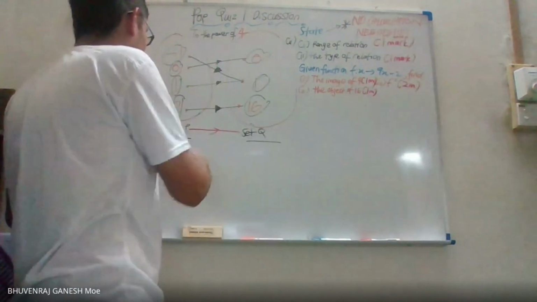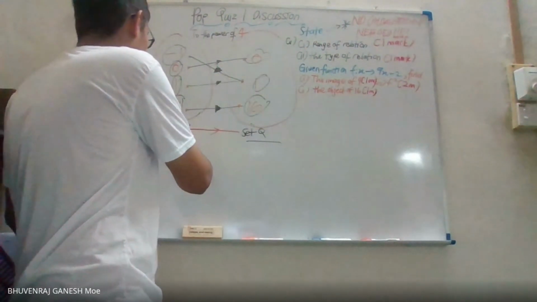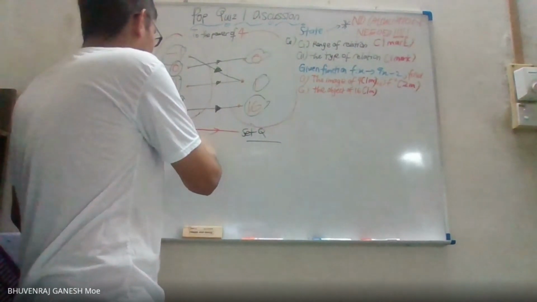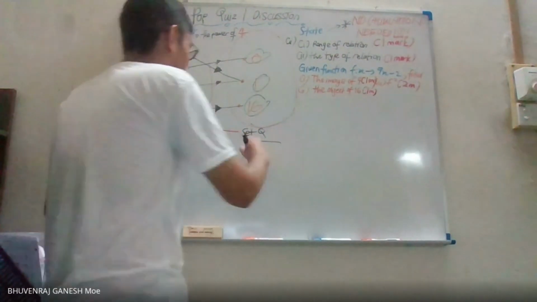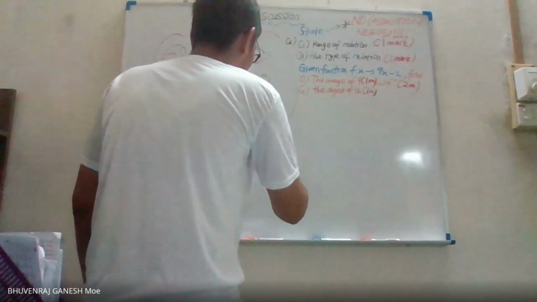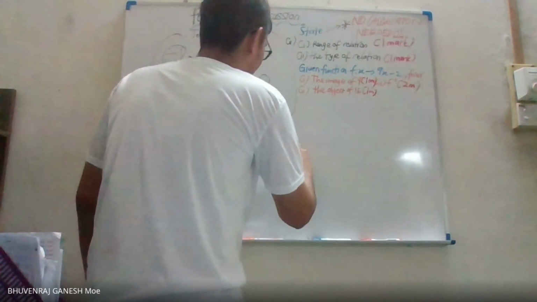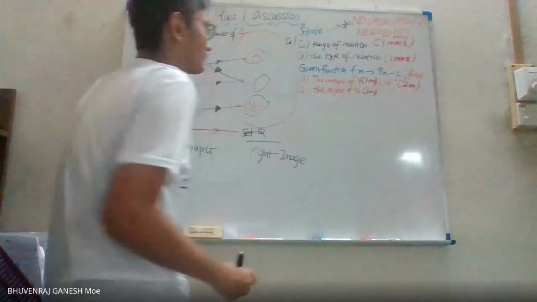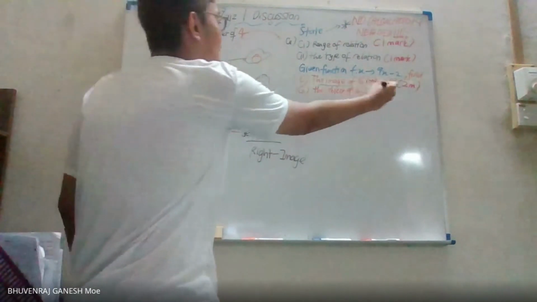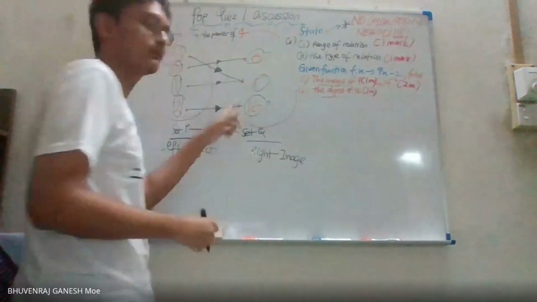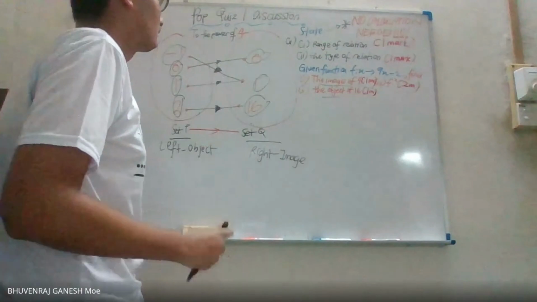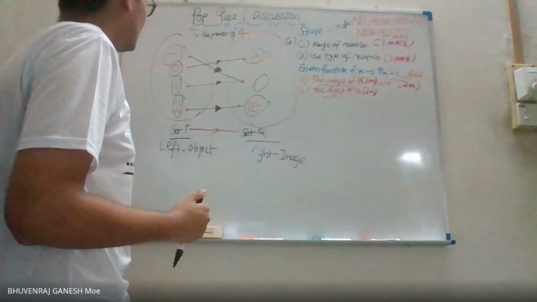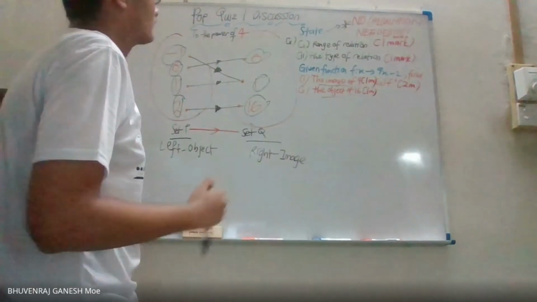So the basic concept is that the left hand side will always be the object, and the right hand side will be the image. This is the first thing you need to know before you answer the question, especially this B1 and B2. You need to know which one you have to match with what. Okay, we go quite straight to the question.